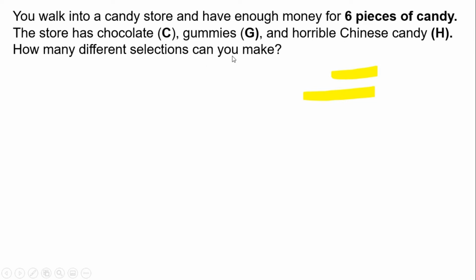Given is that we have money for 6 pieces of candy, and we have categories of candy as chocolate, gummies, and horribles. In total there are 3 categories of candy, and from these 3 categories we have to select 6 pieces of candy.